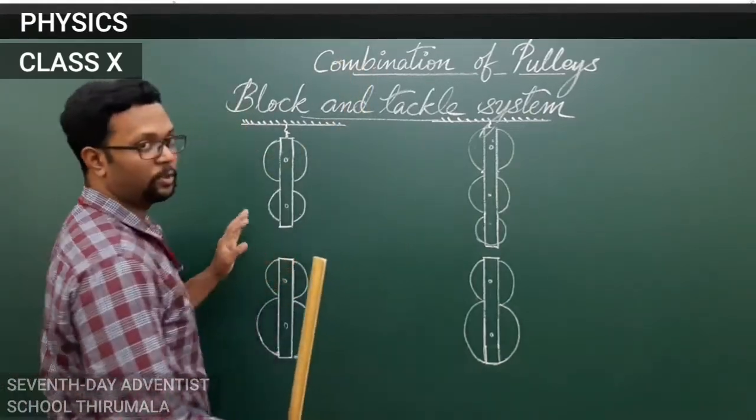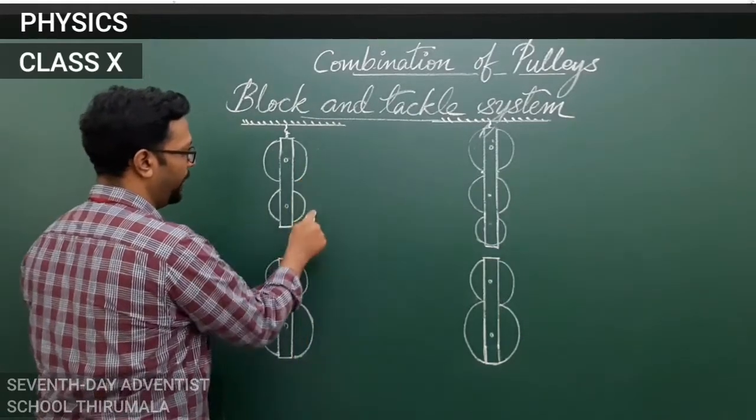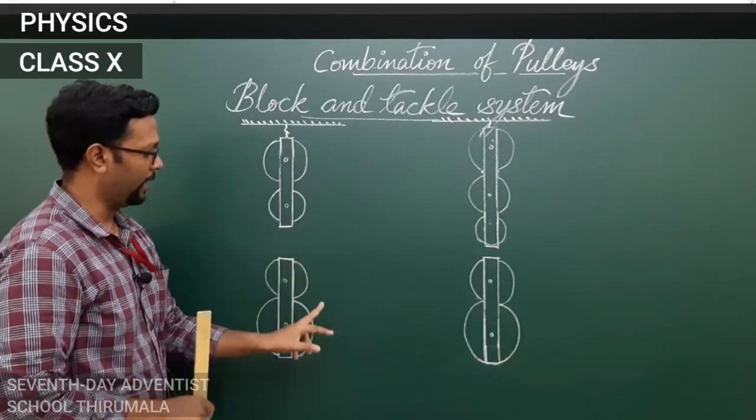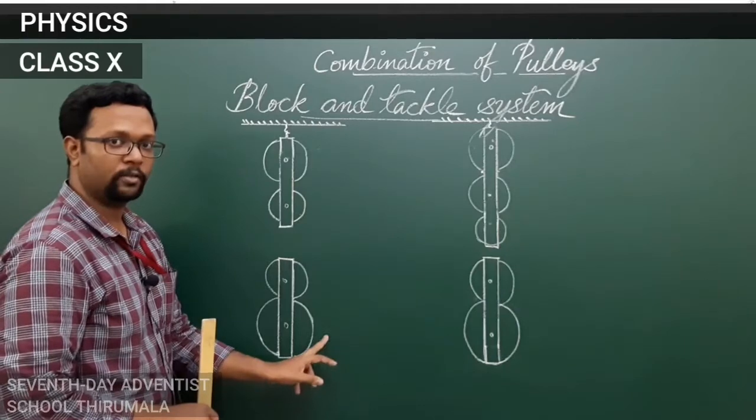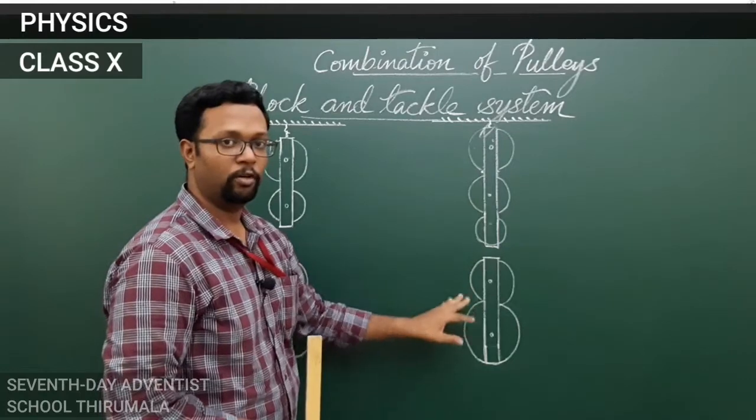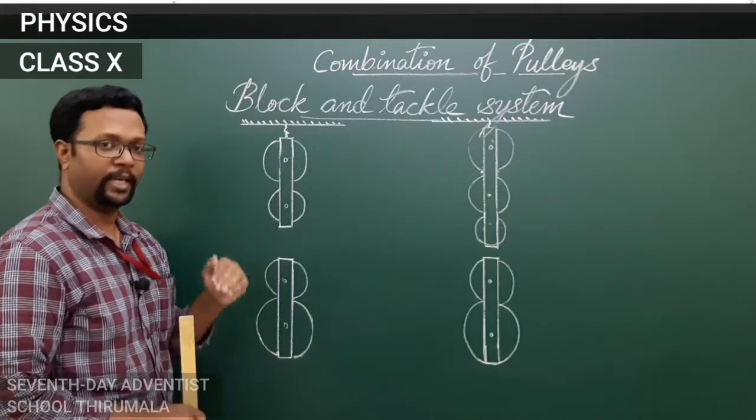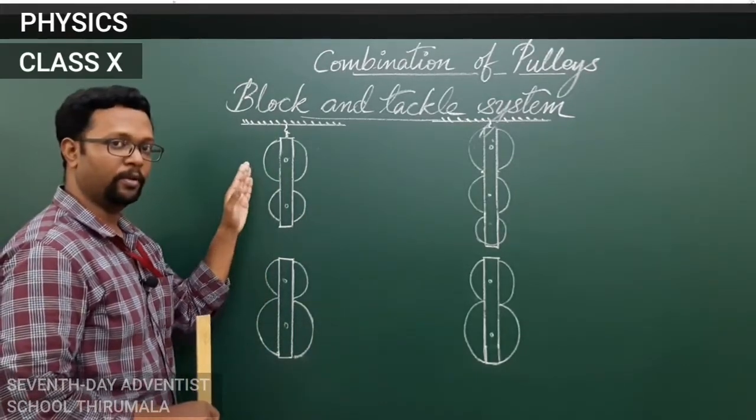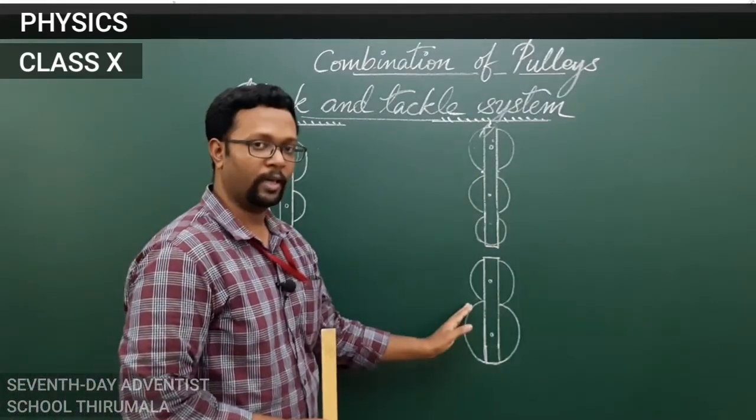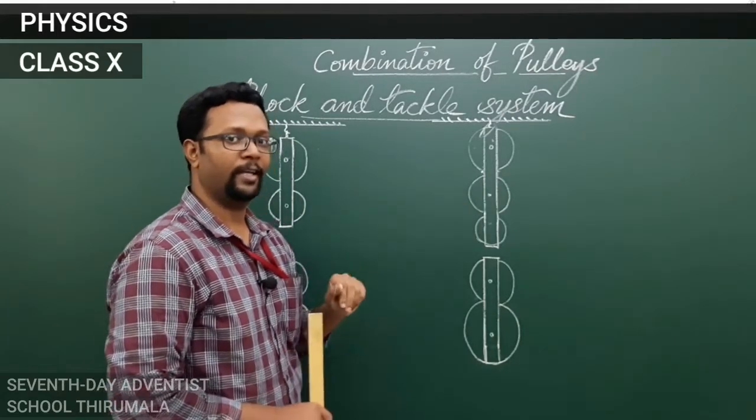So how do we run the thread through a block and tackle system? This is the first type, where the number of pulleys in both blocks is the same. Here the upper block has 2 pulleys, and the bottom block, the movable block, also contains 2 pulleys. Here the upper block contains 3 pulleys and the movable block contains 2 pulleys. So these are the 2 types of combination which we have to study: the number of pulleys in the fixed and movable block is the same, or the number of pulleys in the movable block is 1 less than the number of pulleys in the fixed block. Okay, now running the thread through it.